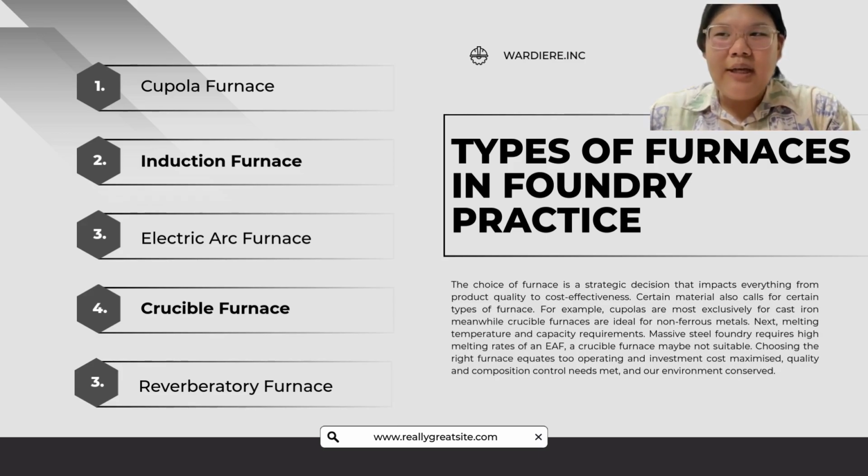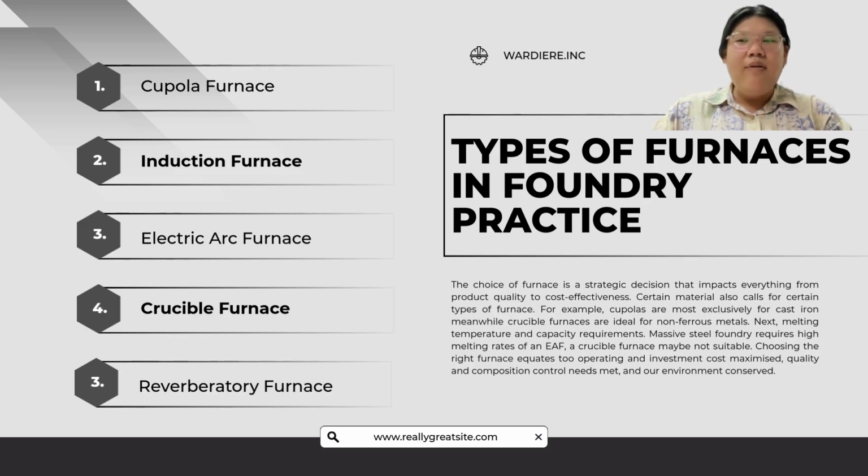Next, melting temperature and capacity requirements. A small foundry has low capacity needs. Meanwhile, a big, massive steel foundry requires the immense rates of an electric arc furnace as it is big and also it can retain really high heat. Third, if you don't pick the right furnace, you lose a lot of money in terms of investment and also operation. Next is also quality and composition control needs.